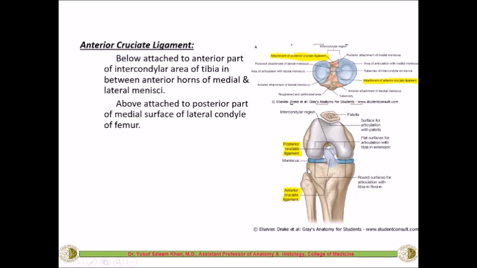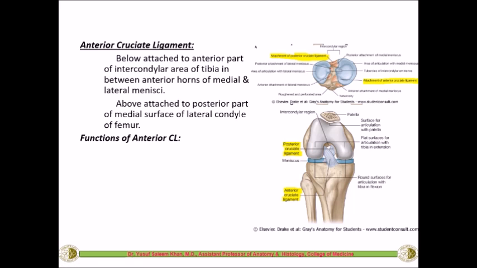Then this cruciate ligament, as I said before, will go back and get attached to the posterior part of the medial surface of the lateral condyle of the femur. If you can see here, this is the lateral condyle because it is near towards the femur, so that's how we can identify it. This ligament is going toward the medial surface of this lateral condyle and getting attached to that part behind.